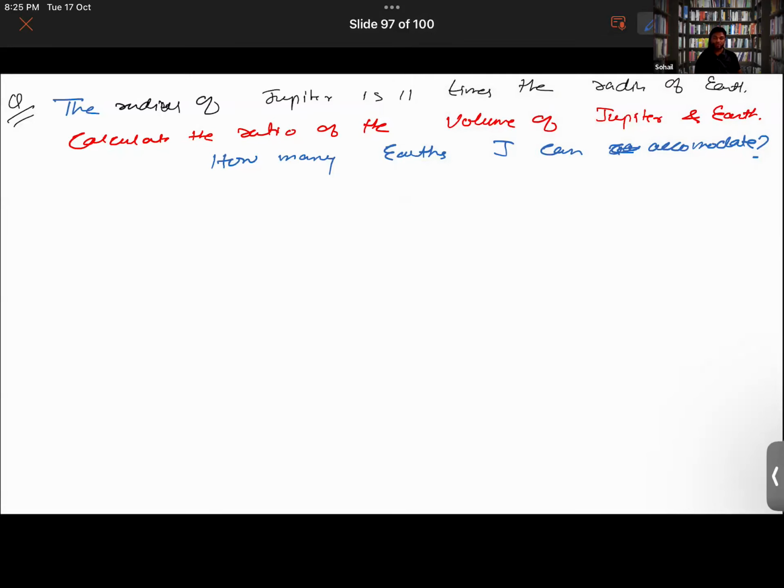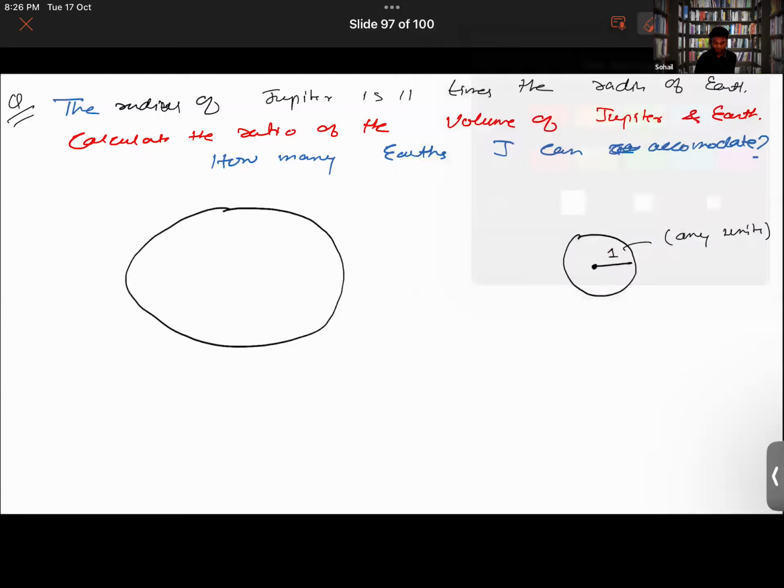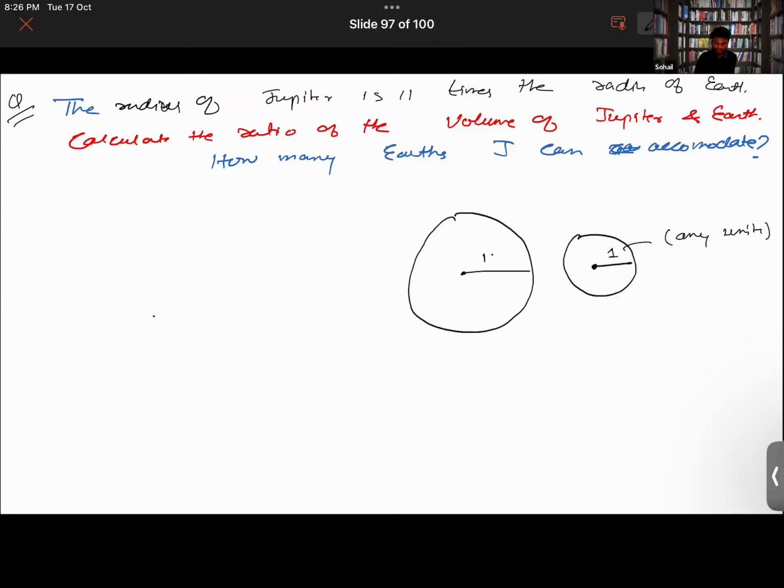Okay, look, let me help you. The question is quite simple. It says the radius of Jupiter is 11 times that of the radius of Earth. We need to calculate the ratio of their volumes. When I say the radius of Jupiter is 11 times that of the Earth, we mean that if the radius of Earth is taken as 1, in any unit, we are not taking any unit, then the radius of Jupiter is 11 times that of Earth. Theek hai na?